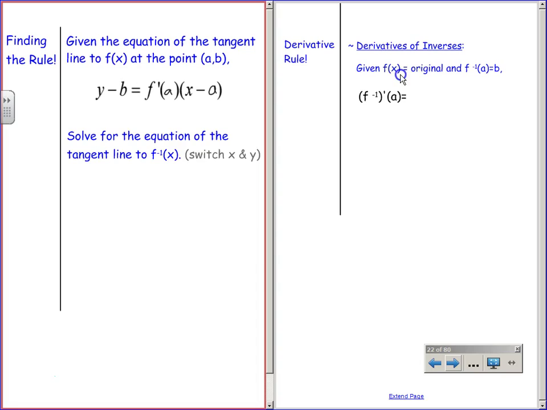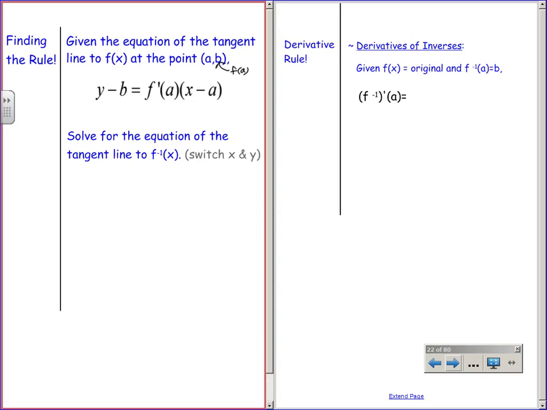Okay, that's for an original function. The one thing that I'm changing is who is f of a in this problem? Yeah, f of a is equal to b. So I put y minus b equals f prime of a times x minus a. The only thing I changed is there is a point (a, b), so I just went ahead and plugged in the b for the y1 spot.